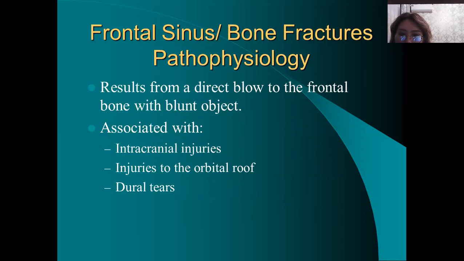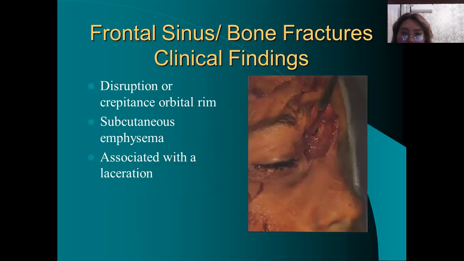Frontal sinus bone fractures result from a direct blow to the frontal bone with a blunt object, associated with intracranial injuries, orbital roof fractures, and dural tears. Clinical findings: crepitus of the orbital rims, subcutaneous emphysema associated with laceration.